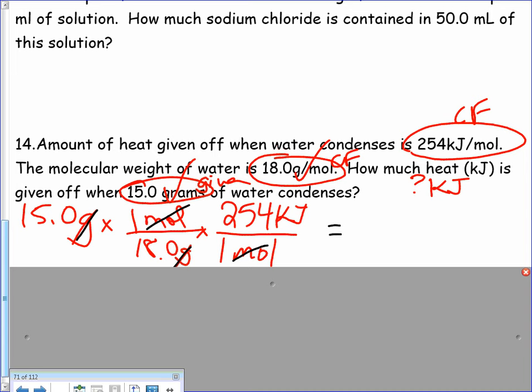Done. You can do all the way across: 15 times 254 divided by 18.0. 211. Kilojoules? Okay. Sig figs? 3, 3, 3, 3. So 212. You guys are getting good at rounding because sometimes you have to take something and round it down to 20 when it's still 200. So you can do it.